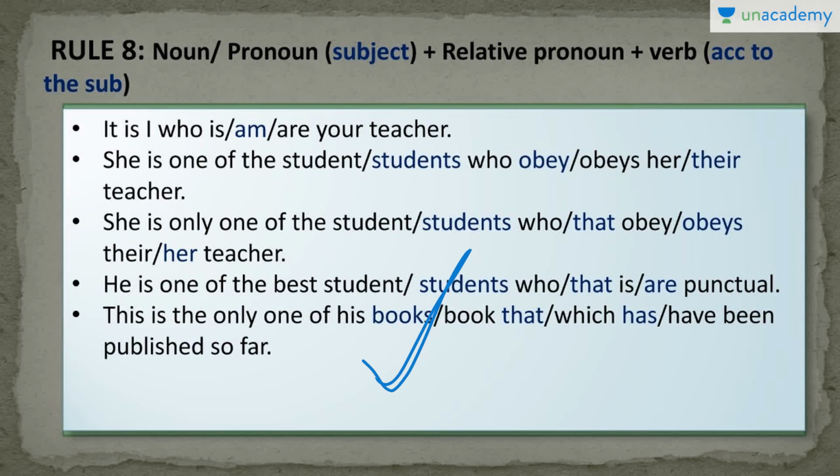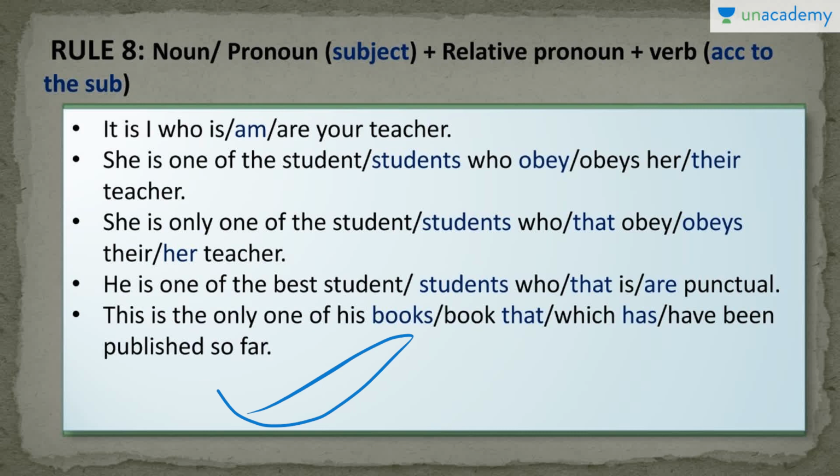And between the relative pronouns that and which, I would choose that because here the word only is used. And I've already told you if there is the word only in the sentence or there is a superlative degree in the sentence, you'll have to choose only one relative pronoun, and that is that. So the sentence becomes: this is the only one of his books that has been published so far.